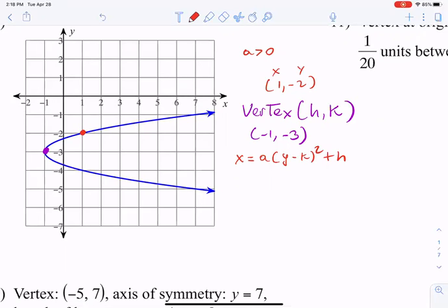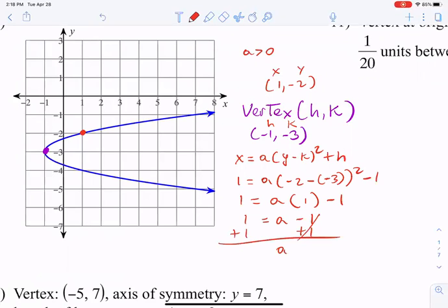Let me plug in my numbers here. So x equals 1, y is -2, minus k, this is (h, k) by the way, and we get 1 equals a times (-2 minus -3) squared plus h, which is -1. So 1 equals a times 1 squared, which is just 1, and this is -1. So a minus 1 equals 1. Add 1 on both sides, you get 2. So a equals 2. And as previously stated, a has to be greater than 0, positive, and a equals 2.